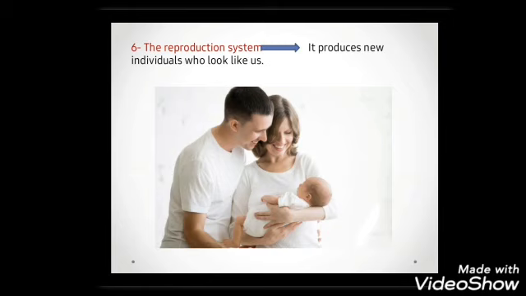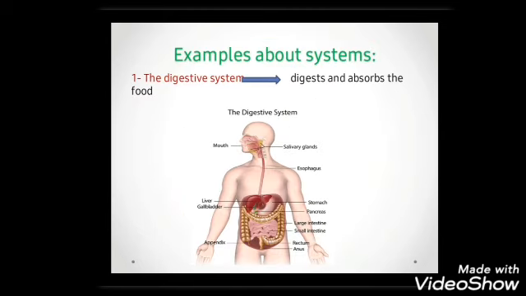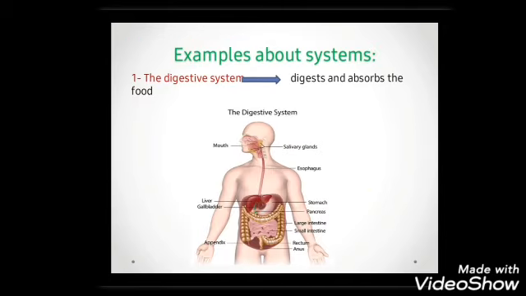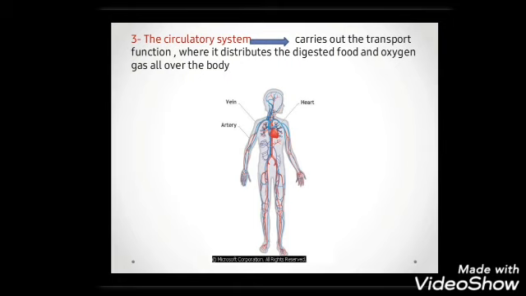To produce new individuals. Okay, so we have number 1, the digestive system, and number 2, the respiratory system. Digestive system to digest the food and absorb the food. Number 2, respiratory system responsible for breathing process or respiration. Number 3, circulatory system responsible for distribution or transportation of the digested food and the oxygen to all the body parts.